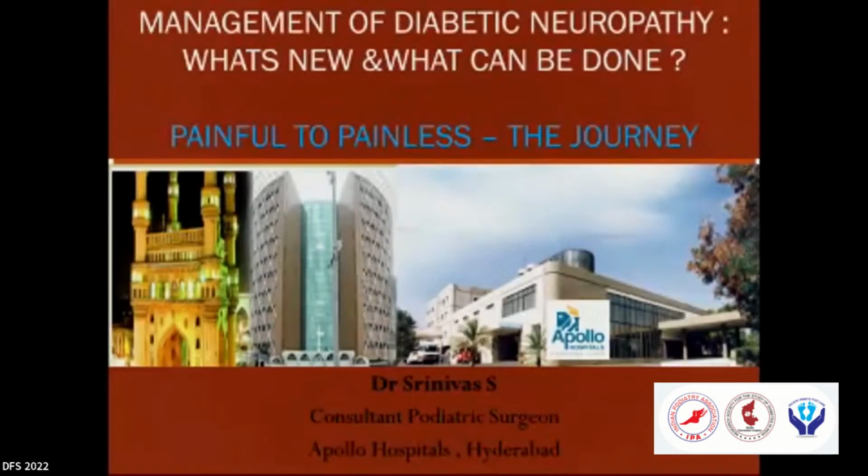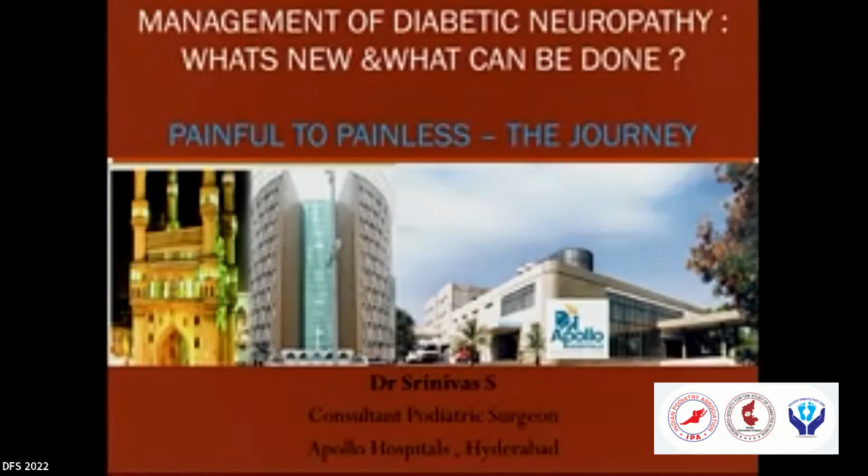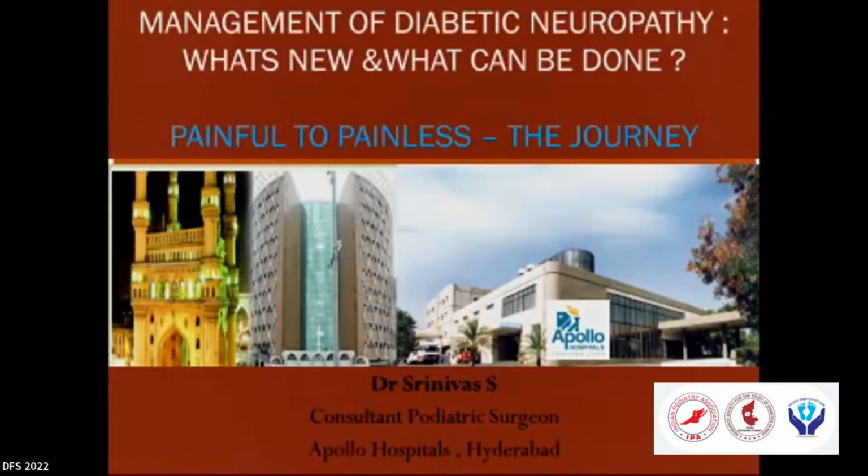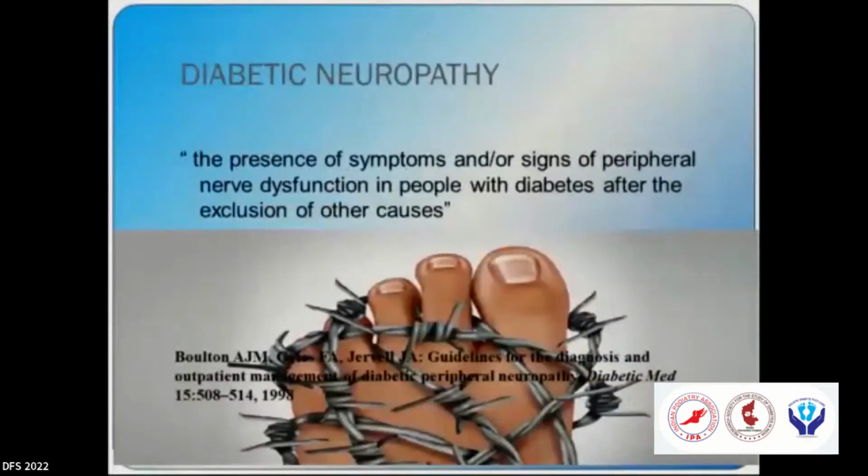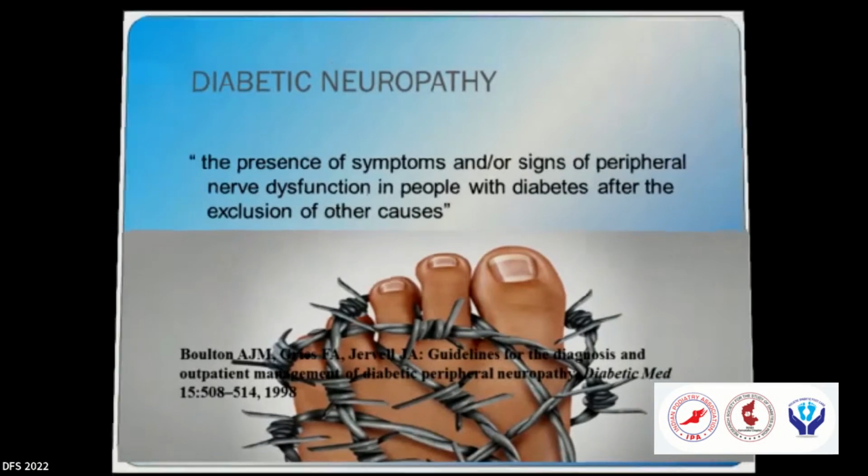But the important thing that I need to push across to you as one of the take-homes is that there is a journey from painful to painless neuropathy. Probably more than the painful aspect, the painless aspect is what needs our compassion and our passion to prevent these amputations. It's a diagnosis of exclusion. All of us know the ADA has termed diabetic neuropathy as the presence of symptoms and signs of peripheral nerve dysfunction in people with diabetes after exclusion of other causes. We'll come to the other causes in a couple of slides.